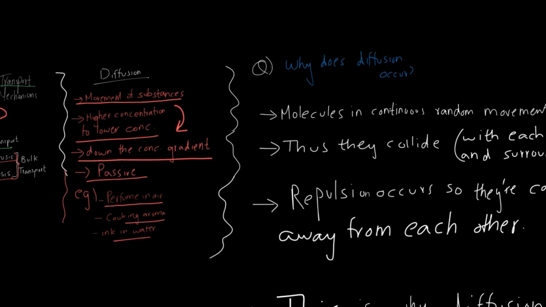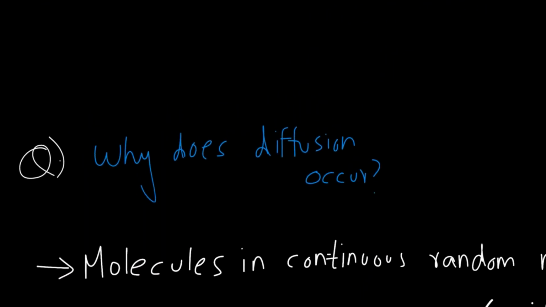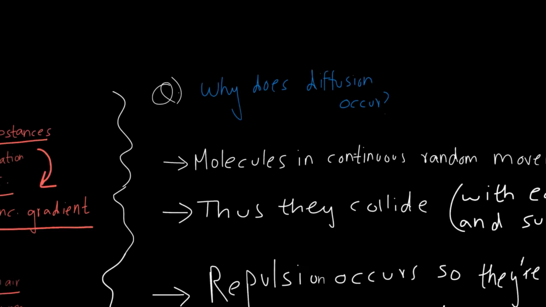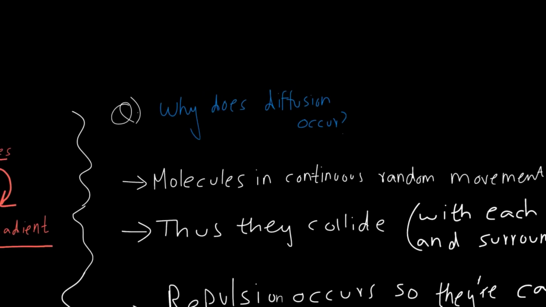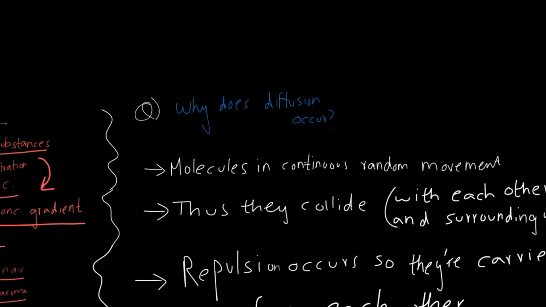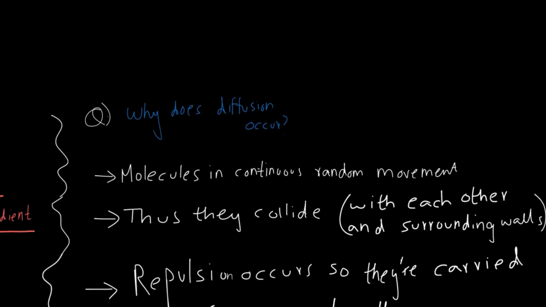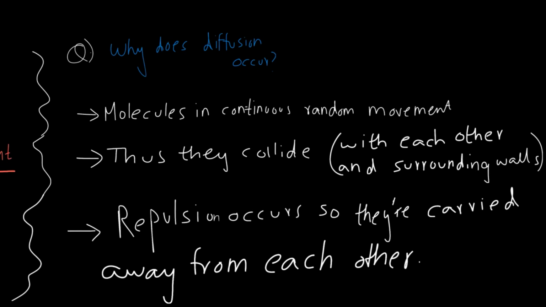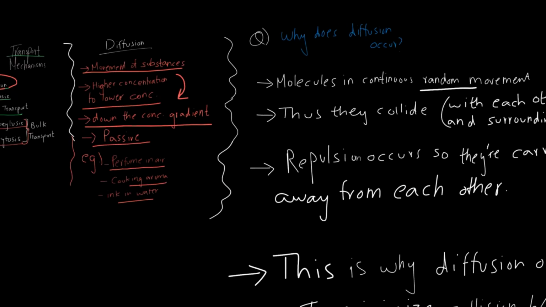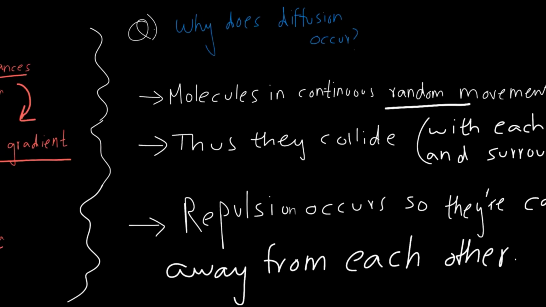So now we'll discuss why diffusion occurs in the first place. So we remember the kinetic energy chapter we learned back in O levels, where we learned about Brownian motion and kinetic energy. So that is what applies here. So molecules are always in a continuous random movement, right? So if, for example, perfume is sprayed in air, molecules will be buzzing here and there.